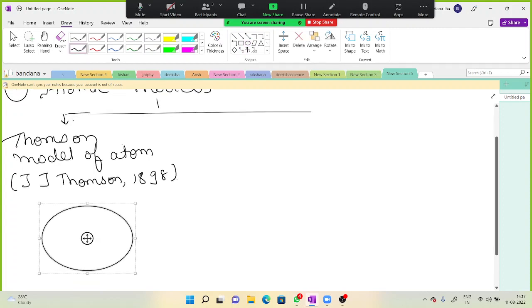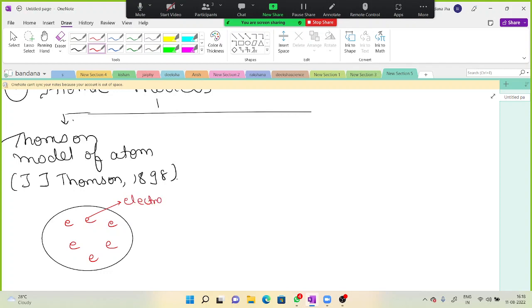The atom is spherical in shape, in which all positive charges are distributed everywhere and the electrons are embedded in it, just like this. His model is also known as the plum pudding model. So this is everywhere the positive charge, and these are the electrons. And everywhere is the positive charge.